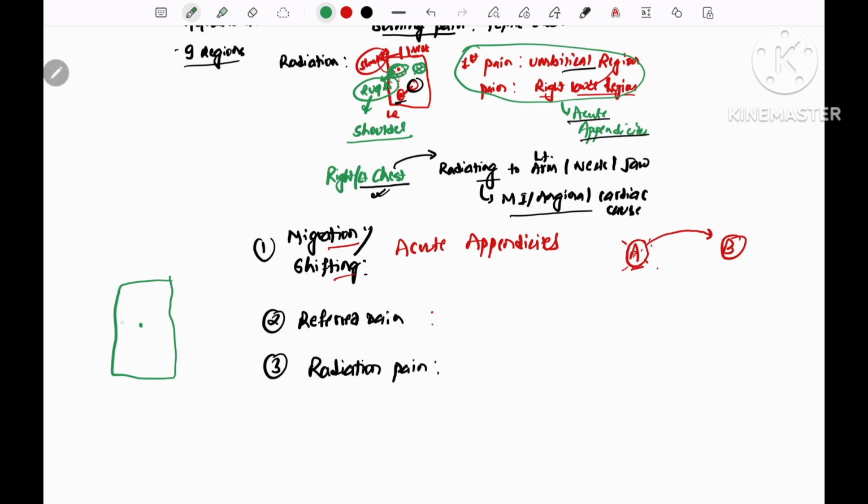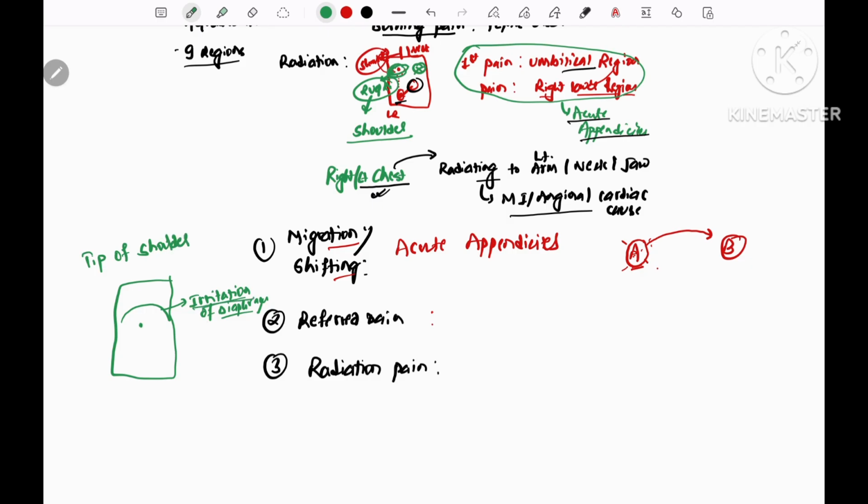Suppose this is the diaphragm, and if there is any irritation of the diaphragm, then the pain is not felt at the diaphragm, but at a distant site where there is no pain at the site of disease. Pain is felt at a distant site from the source. So where is this pain felt? This pain is felt at the tip of the shoulder.